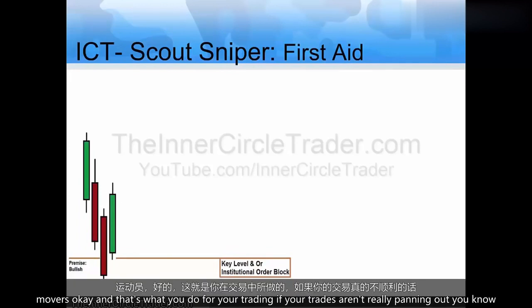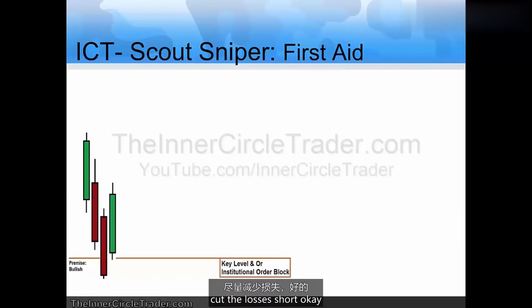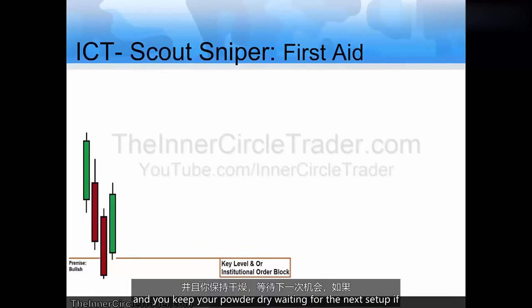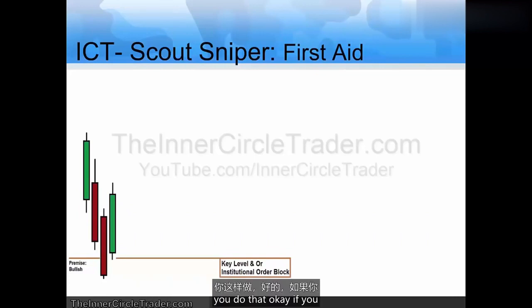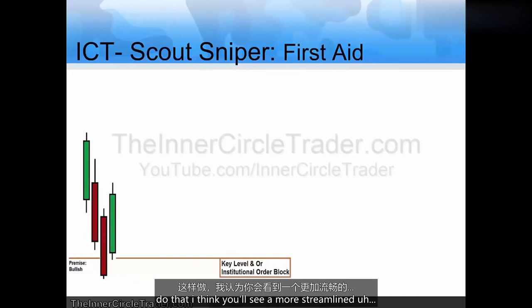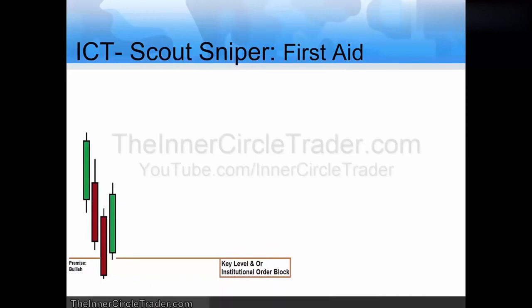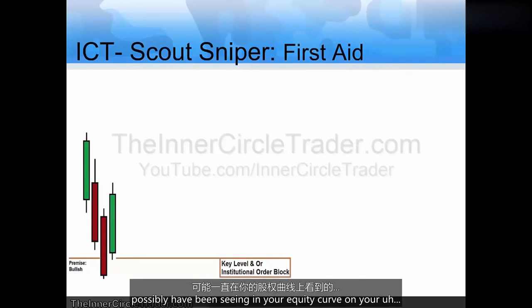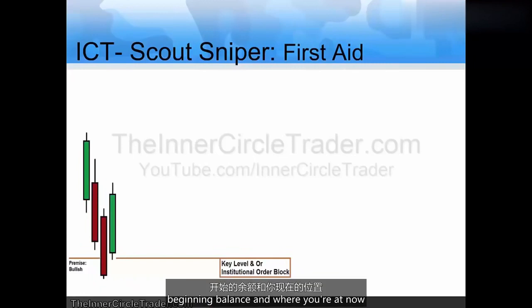And that's what you do for your trading. If your trades aren't really panning out, cut the losses short, or the mules that aren't really moving, just get rid of them, and then keep your powder dry, waiting for the next setup. If you do that, I think you'll see a more streamlined increase in your equity, and I think you'll remove a lot of that whipsaw you possibly have been seeing in your equity curve, from your beginning balance to where you're at now.